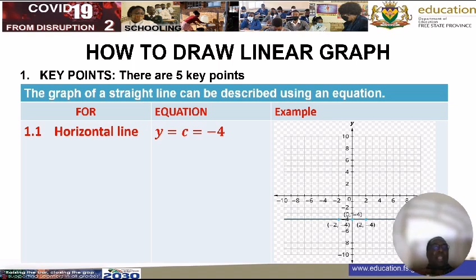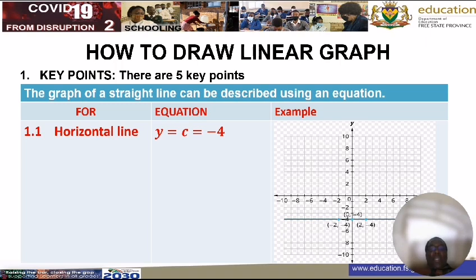How to draw a linear graph? There are points that we need to understand. There are 5 key points when drawing the linear graph. The graph of the straight line can be described using an equation. For the horizontal line, the equation is y equals c, which is equal to minus 4.